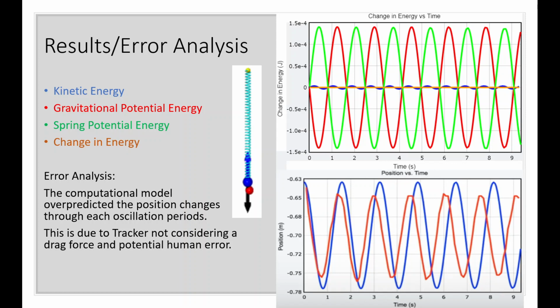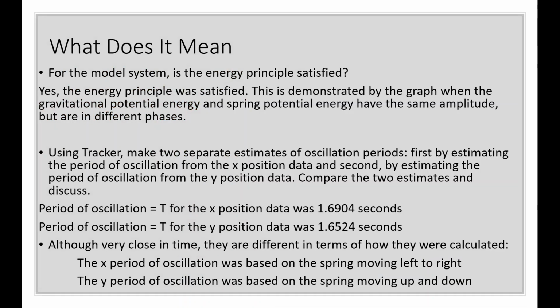The computational model in blue greatly overpredicted the observed data in red because Tracker did not take the drag force into account and potential human error in how this data was tracked, but the graph and data have close similarities. After completing the lab, it is clear that the model system satisfies the energy principle because the change in energy is zero since there is no work done by the surroundings, and is also satisfied in the graph when the spring and gravitational potential energy have the same amplitude but are in different phases.